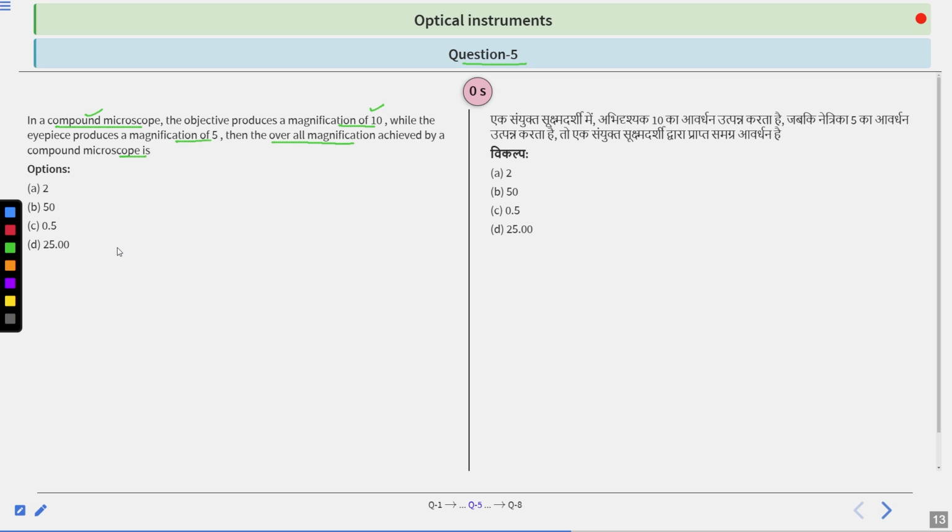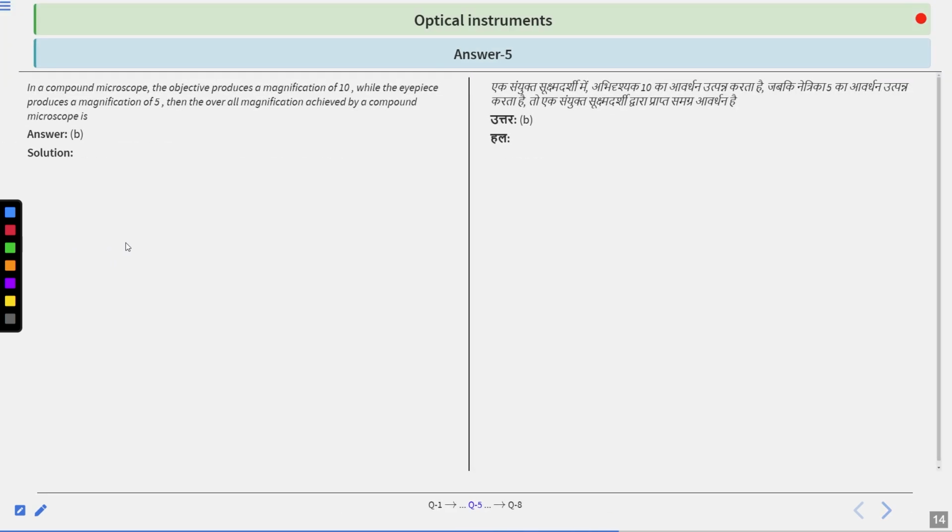Let's see the solution. In a compound microscope, the objective produces a magnification of 10, while the eyepiece produces a magnification of 5. Clear? Listen carefully. There are two magnifications. The first is produced by the objective and the second is produced by the eyepiece.